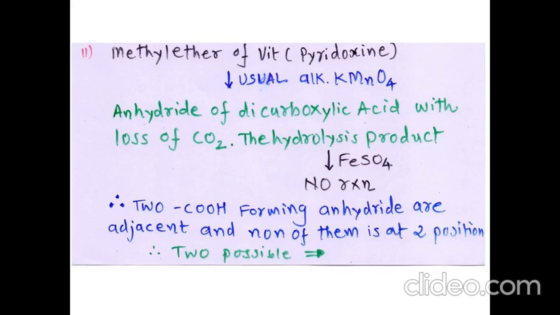So this anhydride, again methyl ether of vitamin B6 or pyridoxine upon usual alkaline KMnO4 oxidation, anhydride of a dicarboxylic acid is formed with loss of CO2. And this anhydride, when you try to carry out hydrolysis, the product formed will not give any reaction with FeSO4. Therefore, 2 COOH forming anhydride are definitely on adjacent carbon, but none of them is at position number 2 because no coloration with FeSO4.